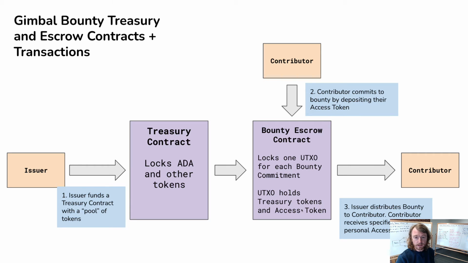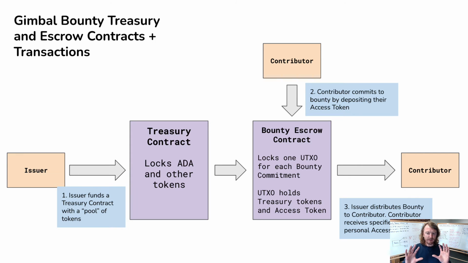All right, and that UTXO is going to hold whatever tokens are in the Treasury, ADA and otherwise, and it's going to hold the contributor's access token until the third transaction happens, which is where the issuer says, yeah, that work is done, and they say, okay, send these Treasury tokens and the contributor's access token back to that contributor, where now the contributor will hold the token again, and they can choose to commit to the next task. This is how it works. I'm certain you have questions, but I wanted to give you this high-level overview.